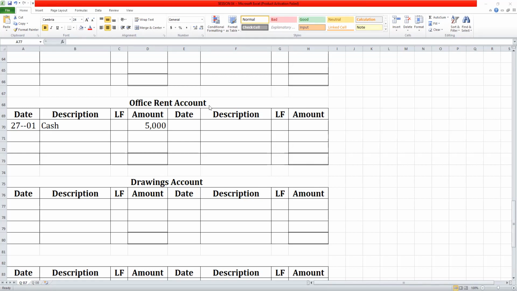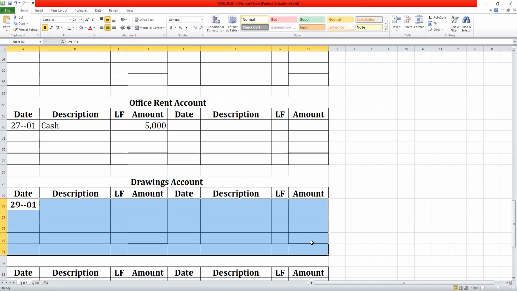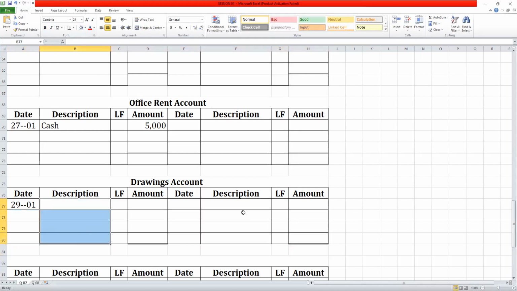Sorry for the inconvenience. Drawings account. It's an equity, no, but this time equity decreases. The date is 29th January. And the drawings account is debited.